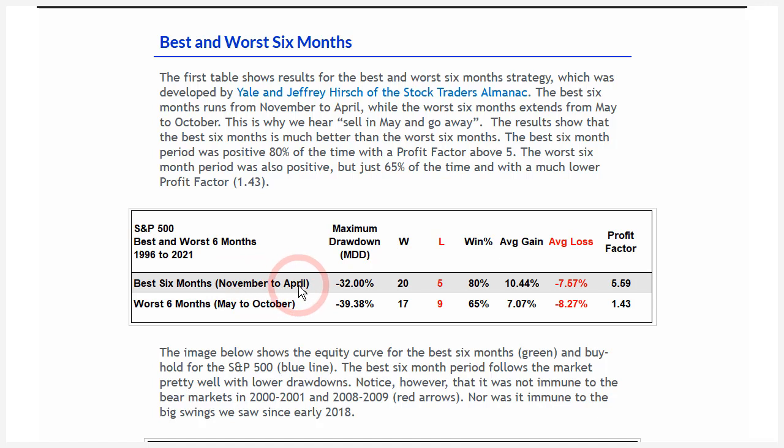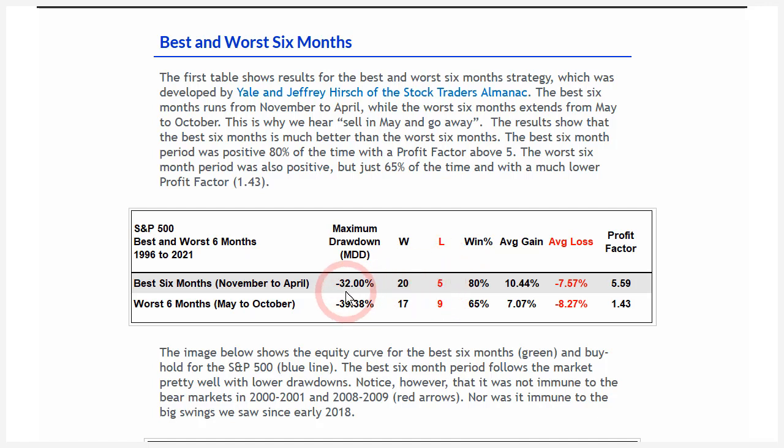So that's probably a big reason this is the best 6 months, because of those 2 months. And then you get sell in May and go away. The worst 6 months, May to October. And so if we treat this as a portfolio, say we're only going to own the S&P 500 from November to April, and we're not going to own it the other 6 months.